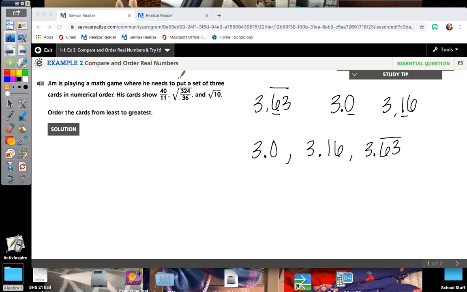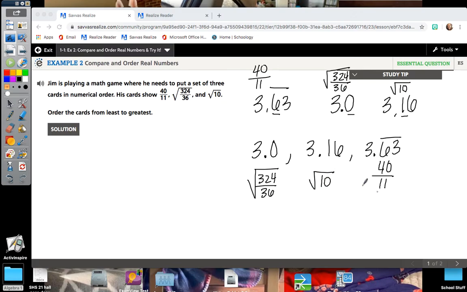But we need to make sure we grab the numbers they gave us originally. Remember, the first one we did was 40 over 11, so that's actually the greatest number on our list. The second one was that square root of 324 over 36, and that actually came first in our least to greatest list. And then that 3.16 came from square root of 10, and that ended up being in the middle. So this is your least to greatest order, and we can check it.